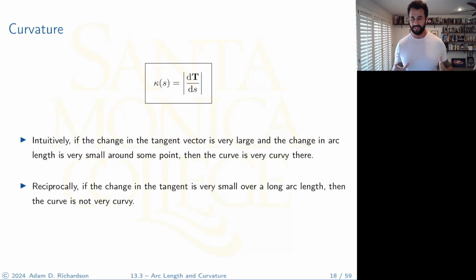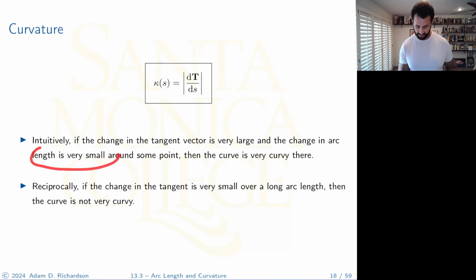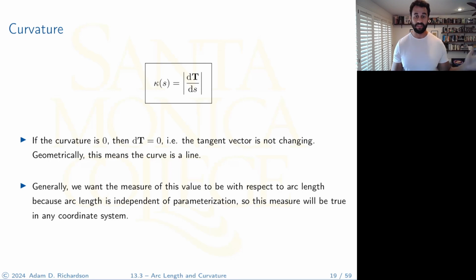A lot of this stuff I already said, so I might move through it a little quickly. Intuitively, if the change in the tangent vector is very large, but the change in arc length is very small around some point, then the curve is very, very curvy there. If you've got a really rapid change in direction over a small interval, that's going to be a very curvy curve. Reciprocally, if the change in the tangent vector is very small over some long arc length, then the curve is not very curvy there. It's a lot more straight if the tangent is not changing much over a long distance.